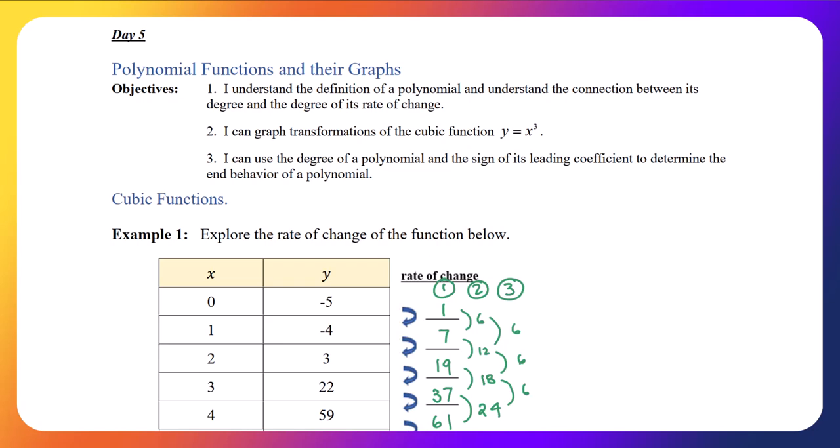All right, in day 5, you're going to understand the definition of a polynomial and the connection between the degree and the degree of its rate of change. We're going to talk about x cubed, and we're going to talk about the degree of a polynomial and the sign of the leading coefficient to determine the end behavior.